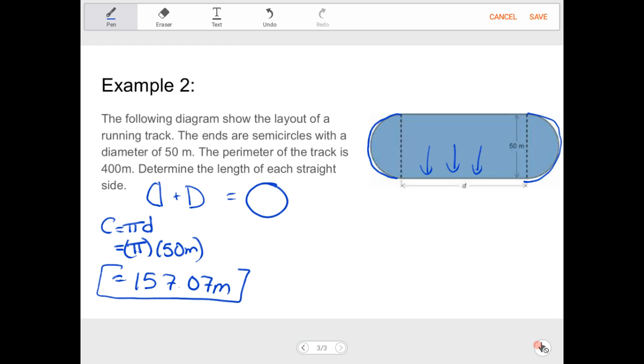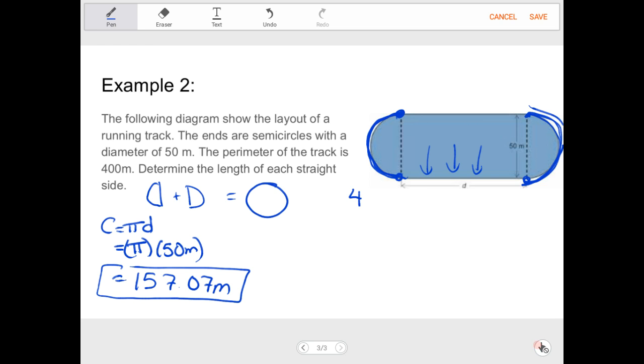What have I done so far? I figured out the circumference. Well, who cares? If you can follow my pen here, from here to here and here to here, what shape is that? If you put them together, that is one circle. And I know that if you take this distance and this distance, that is 157.07.